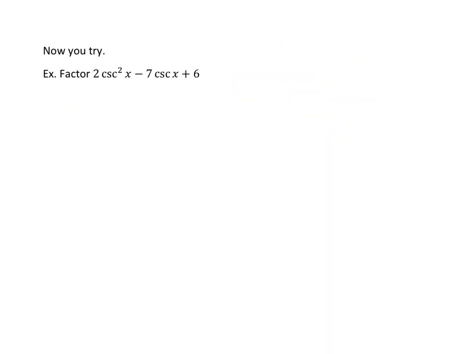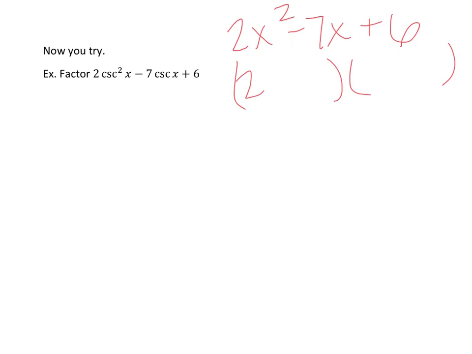Okay, try factoring this one. It's like the second example we did. You could rewrite it with x's: 2x squared minus 7x plus 6. That's going to factor into 2x and x. And this is going to have to be 3 and 2. Let's see, that gives me 6 and 2. Nope, that's not going to work.